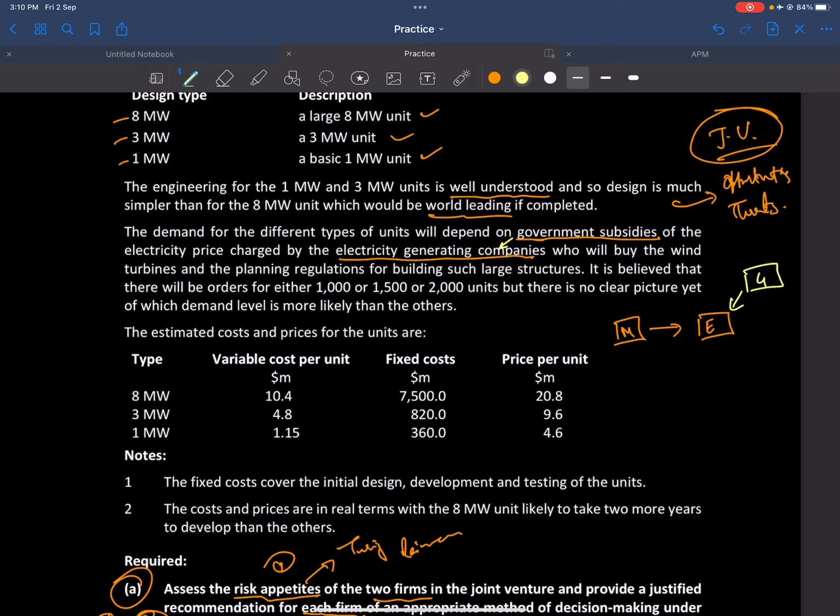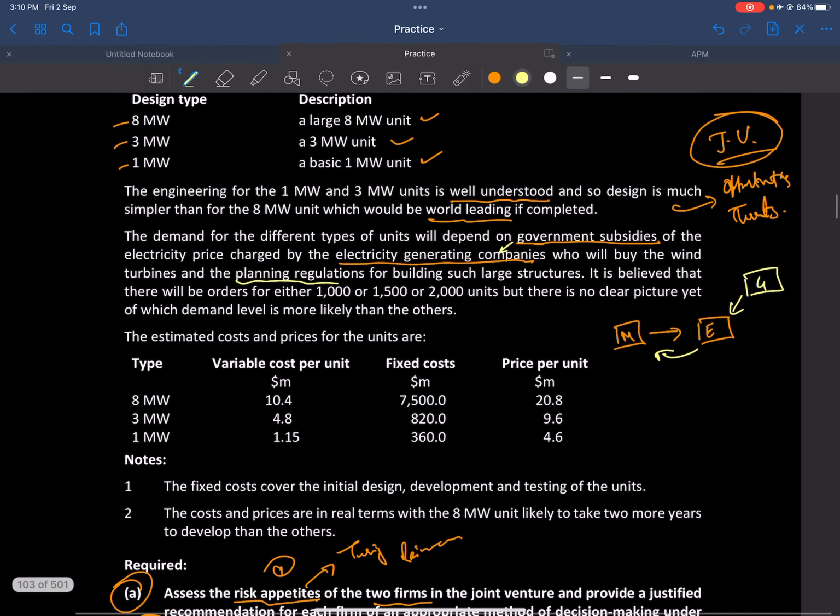Alright, so how much government subsidies are there? How much are they charging? Based on that, people will demand more electricity from them, hence the turbine will be basically demanded by the company, and the planning regulation for building such large structures. Will depend on government subsidies and then the planning regulation.